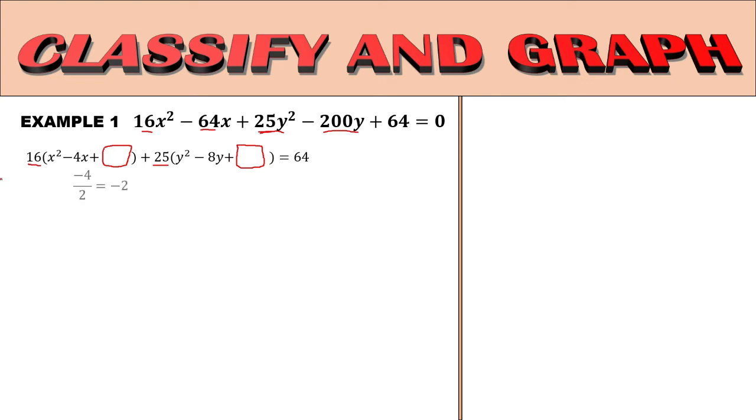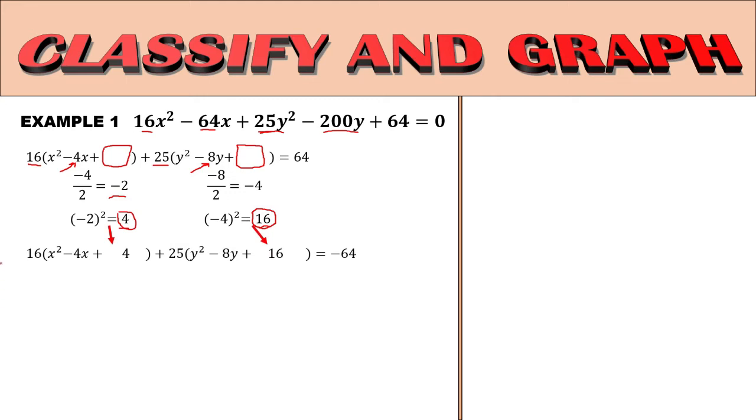One number I need: you take -4 and divide by 2, and you get -2. And -2 squared is 4. You do the same thing with the other expression: -8 divided by 2 is -4, and -4 squared is 16. Now I have these two numbers, and they are the numbers I'm going to use to complete the square.